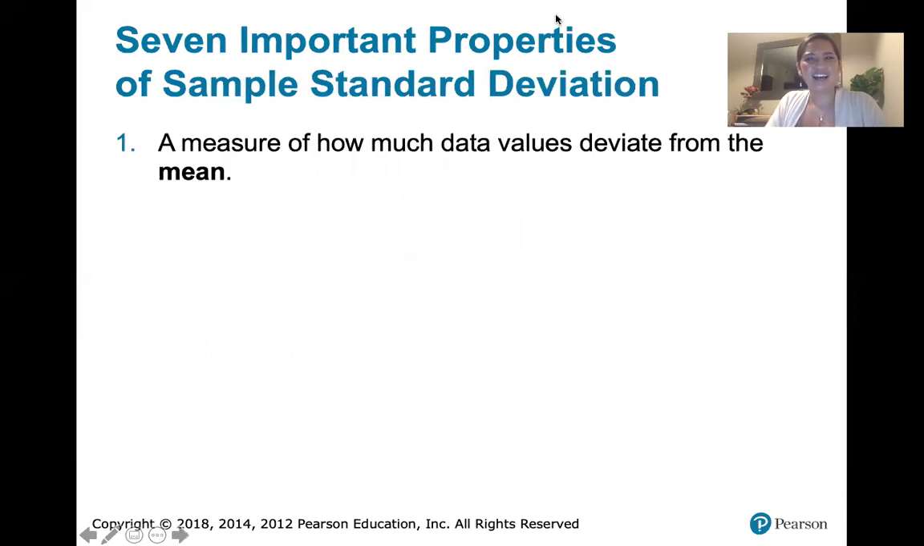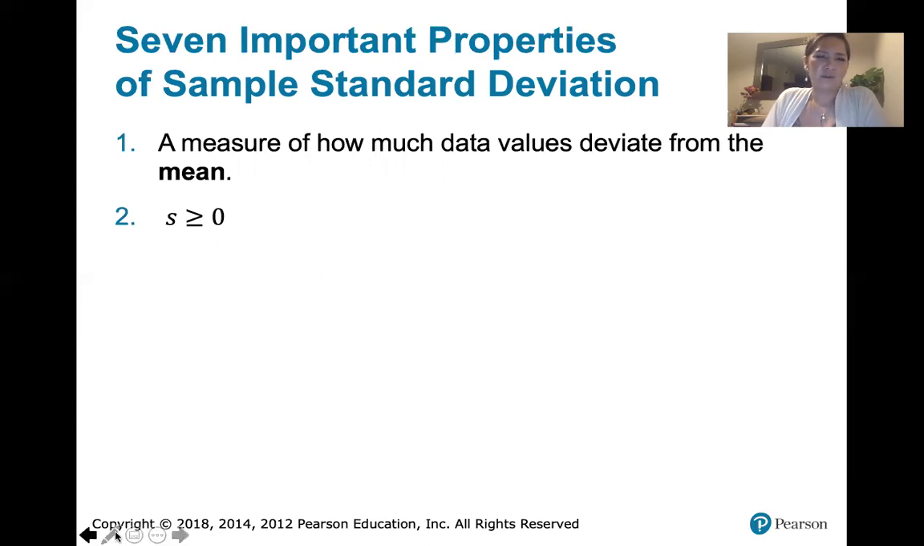So let's actually use one of those formulas. Before we do that, we are going to look at 7 important properties of the sample standard deviation. Remember, this is a measure of how much data values deviate from the mean, and we treat all deviations from the mean as positive because we square them first before we add them together. Because you're taking all those deviations, squaring them, adding them together, dividing by a positive number, and taking the square root, the sample standard deviation is always greater than or equal to 0. If you square numbers, you're always going to get something that's non-negative back.